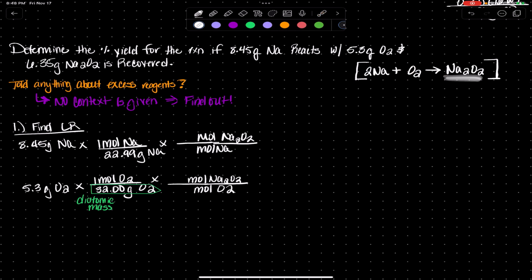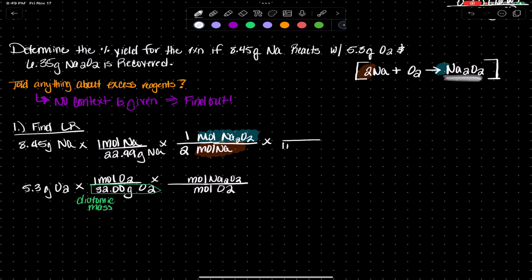So in front of Na2O2, I have a 1 coefficient, and that comes from right over here. That's the molar ratio of Na2O2. Same applies to the moles of sodium over here. That's that coefficient of 2. And then we're just going to move that into moles of sodium oxide. However, we were given grams as a recovered product, so we must move back into grams.